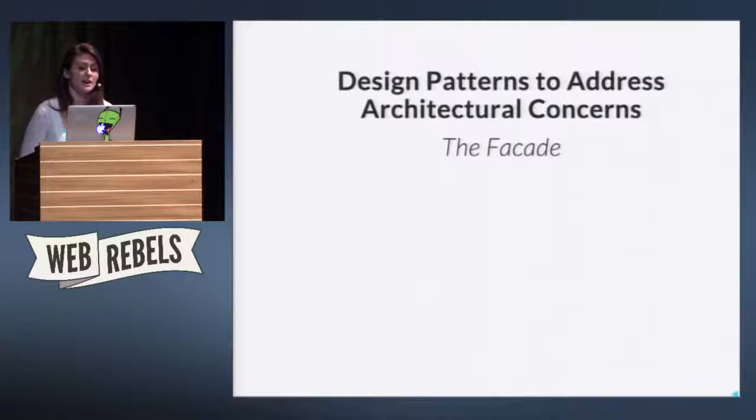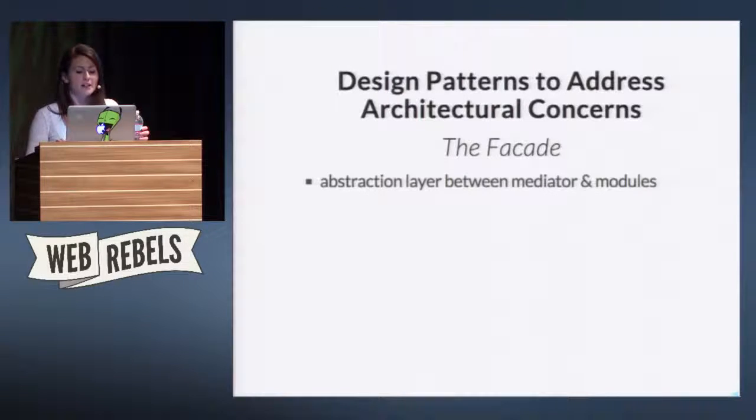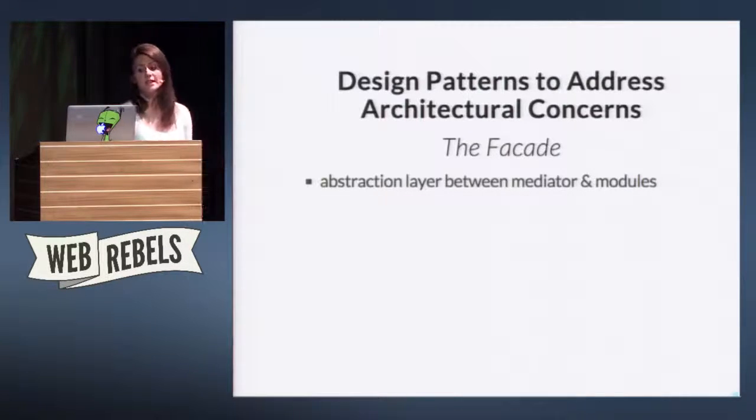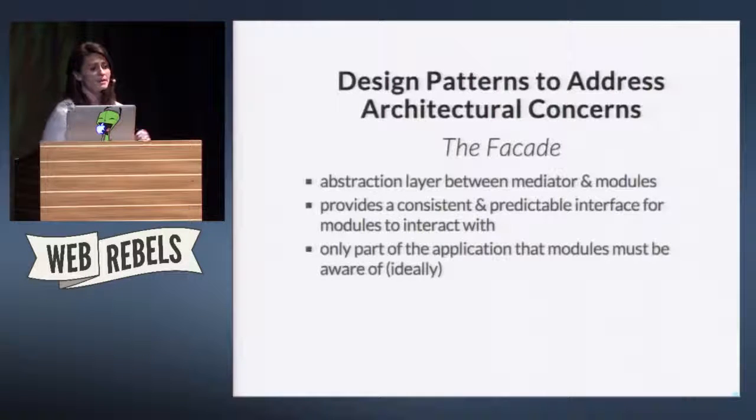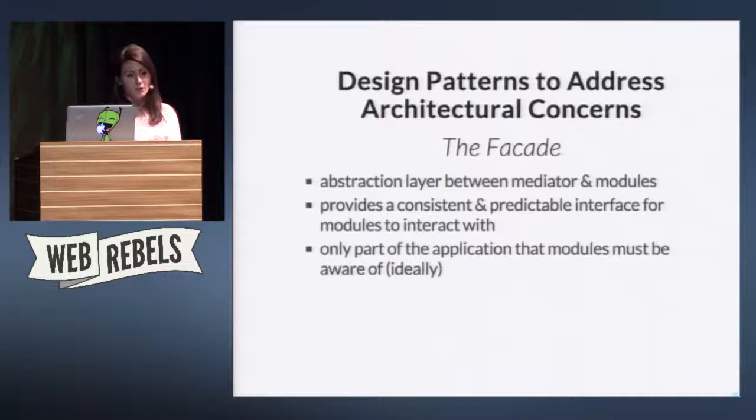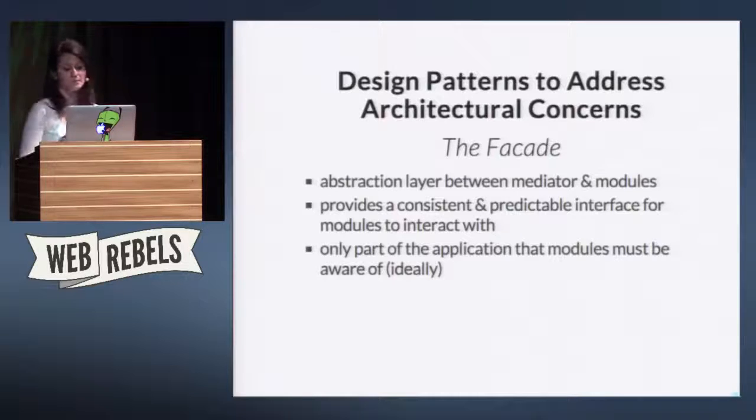We still need a way to translate these messages. The central nervous system is in charge of processing all the information, and we need a facade to connect to our mediator. This is an abstraction layer that sits in between our mediator and our modules. It provides a consistent and predictable interface for our modules to interact with, and it should be the only part of our application that modules have to be aware of. Assuming that we have a very loosely coupled system, ideally this shouldn't be a problem.